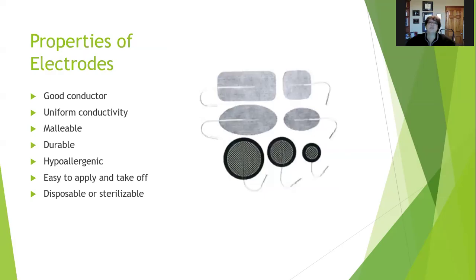So electrodes have to be a good conductor. That makes sense, right? There needs to be uniform conductivity over the surface of the electrode, and they have to be malleable so they can shape themselves to the body contours that you're putting them on. So that's why those metal ones had to have a sponge, because the sponge was the malleable surface. They have to be durable. They have to be hypoallergenic. They have to be easy to apply and take off. And they have to be disposable or sterilizable.